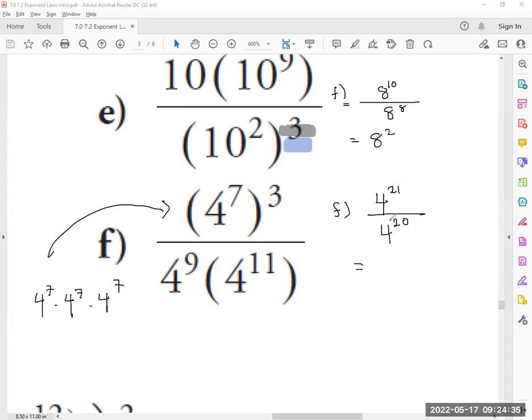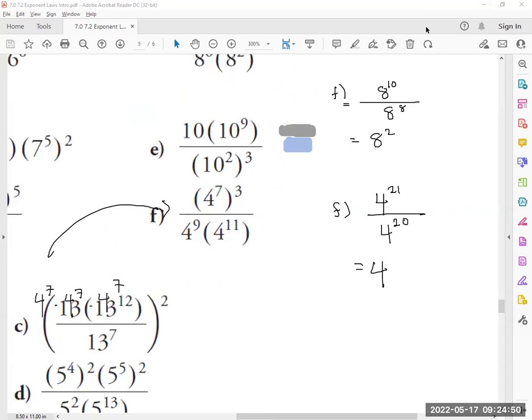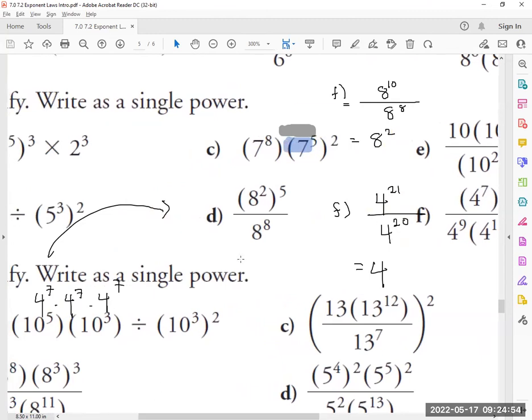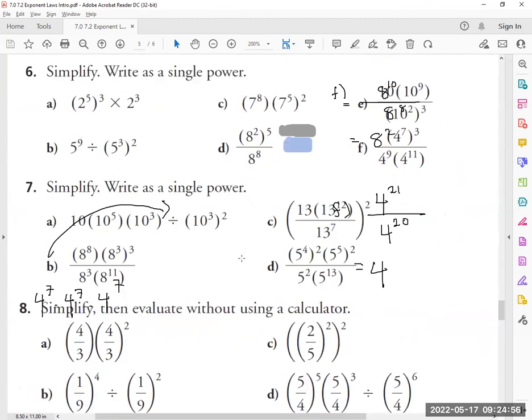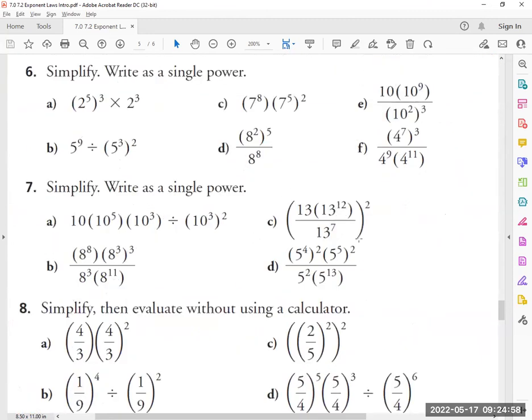Now 4 to the power of 21 divided by 4 to the power of 20. 4 to the power of 1. So I just write 4. Again, not trying to be quote unquote that tricky, but it does require you to have some knowledge and some practice with this stuff. Okay, simplify writing as a simple power.